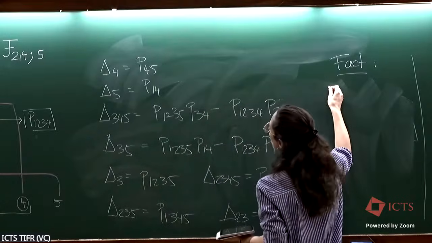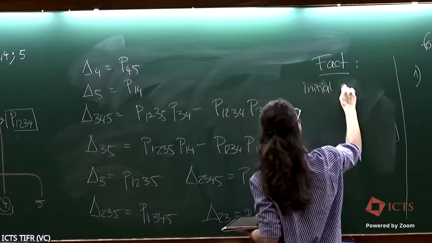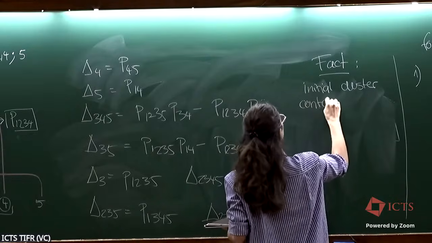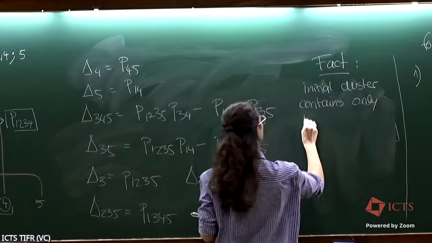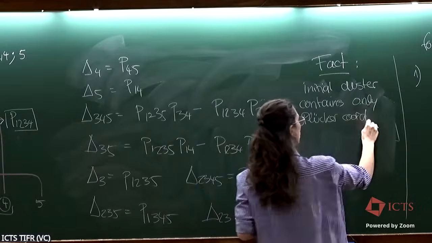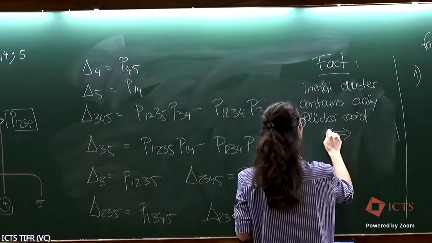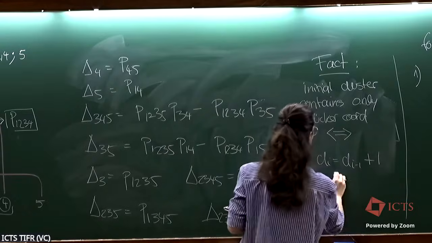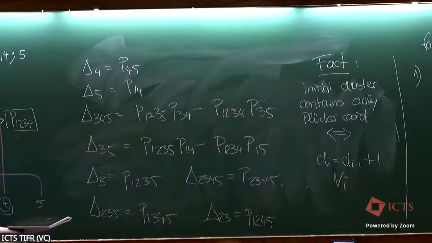So let's say this initial cluster contains only Plücker coordinates, no degree 2 expressions, if and only if d_i is d_{i-1} plus 1 for all i. Yes, plus 1. Okay.